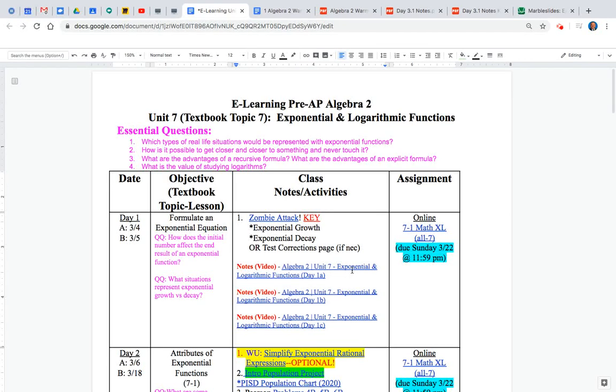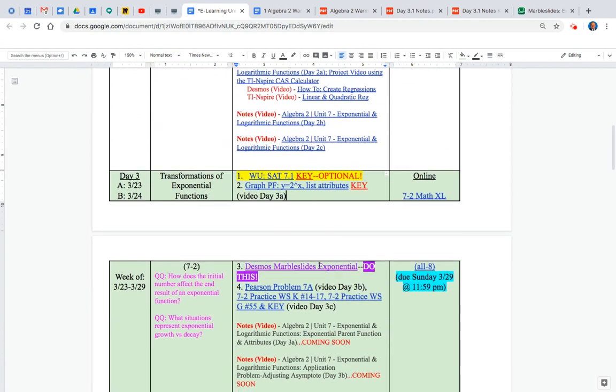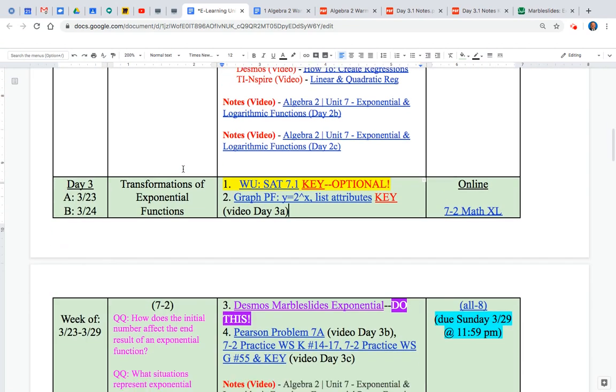All right, guys, welcome to day 3. We are going to look over the calendar real quick, and it includes the topics of transformations of exponential functions. Okay, let me maximize this just a little bit.